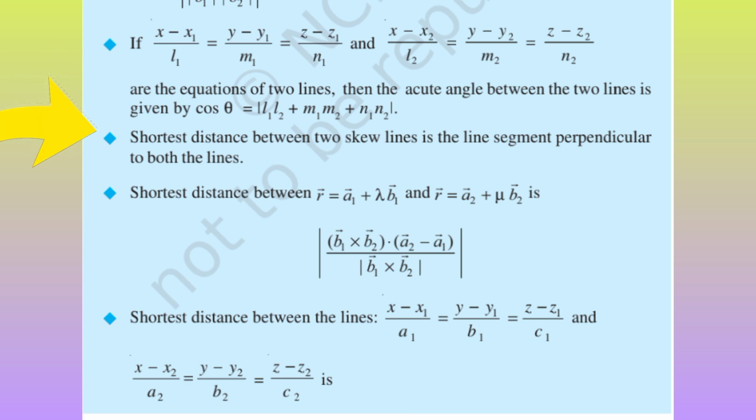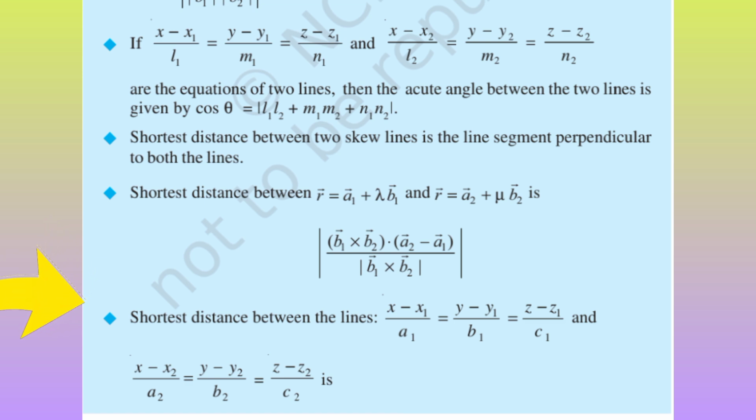Shortest distance between two skew lines is the line segment perpendicular to both lines. Shortest distance between r vector is equal to a1 vector plus lambda b1 vector and r vector is equal to a2 vector plus mu b2 vector is modulus of (b1 vector cross b2 vector) dot (a2 minus a1 vector) divided by modulus of b1 cross b2.